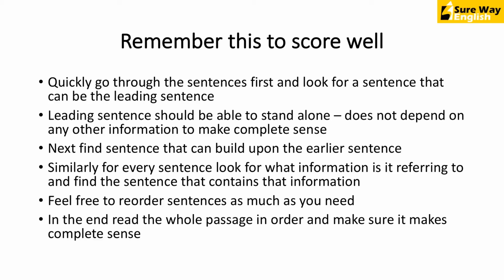For example, if there's a sentence which has the word he in it, that means it's referring to a person, and that person should have been introduced, described or mentioned in some other sentence. So find a sentence which talks about a person and put that paragraph before the paragraph that has the word he in it. That's how you find these relationships.